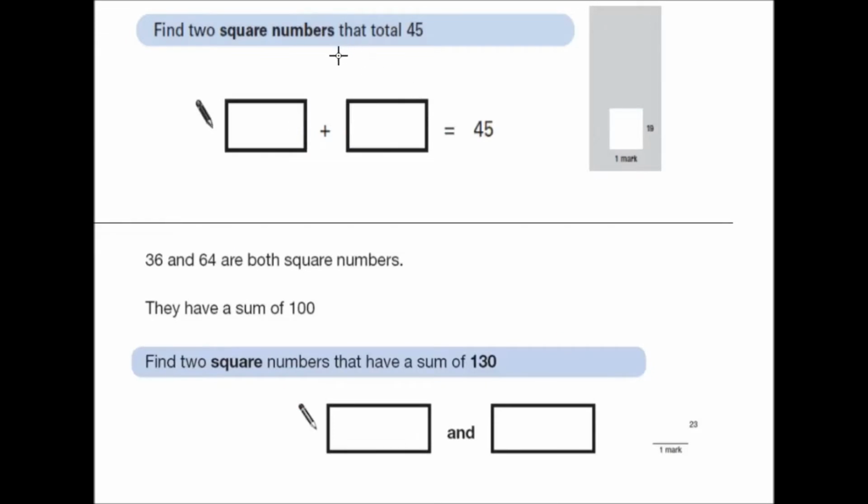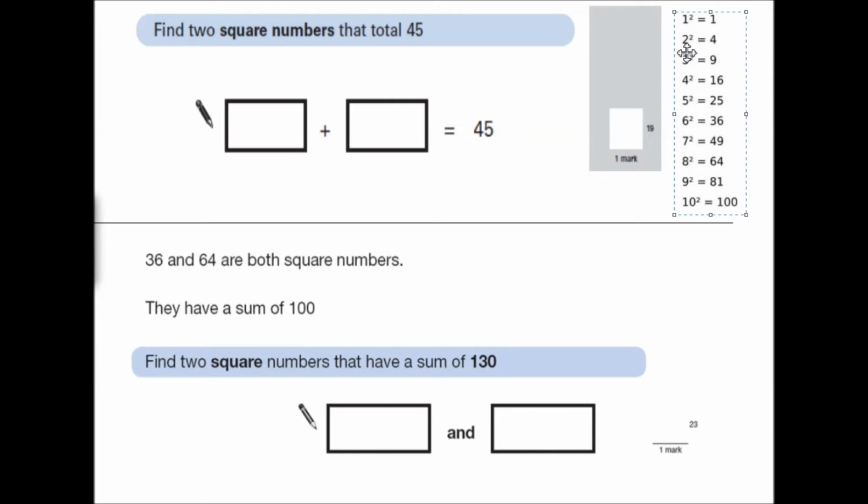Let's have a look at these 2 questions next then. The first one says, find 2 square numbers that total 45. So we want 2 square numbers added together, which give us this 45 here. Now I think the best way to do this is to bring up a list of some square numbers. So we're going to have square numbers up to 100, and then we can look at them and figure out which 2 we need to add together to get our answer of 45. If I bring this up here, we can see we've got 1 squared, 2 squared, etc. all the way down to 10 squared, which is 100.